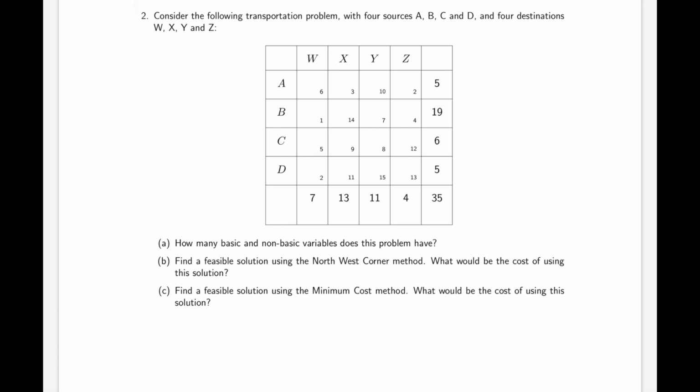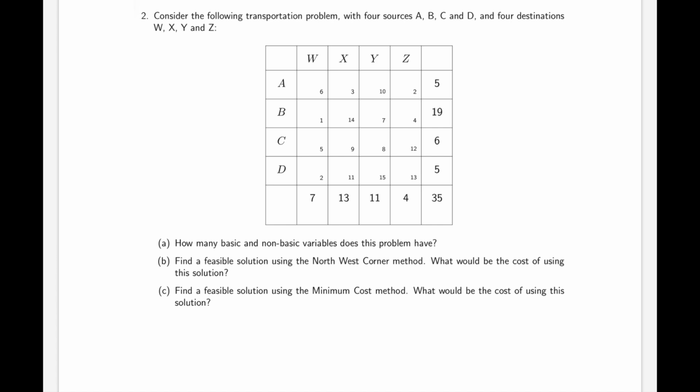Problem sheet 6, question 2. Consider the following transportation problem with 4 sources A, B, C and D and 4 destinations W, X, Y and Z. How many basic and non-basic variables does this problem have?